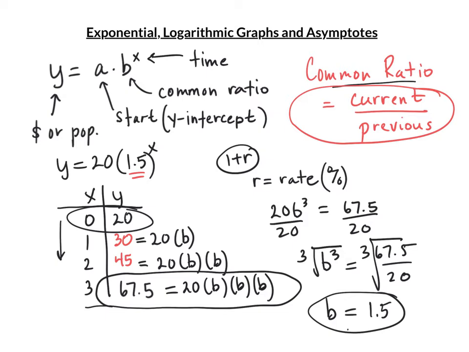Notice that 30 divided by 20, if I pick any value, I need to have a previous, so I've got to start at 30. 30 divided by 20 is 1.5. 45 divided by 30 is 1.5. 67.5 divided by 45 is 1.5. If I have consecutive values, I can just divide a current value by a previous value, and I get that common ratio. But if they're not consecutive, then I've got to do what we just did over here. Let's use what we just learned to find an exponential equation that passes through 2 points.